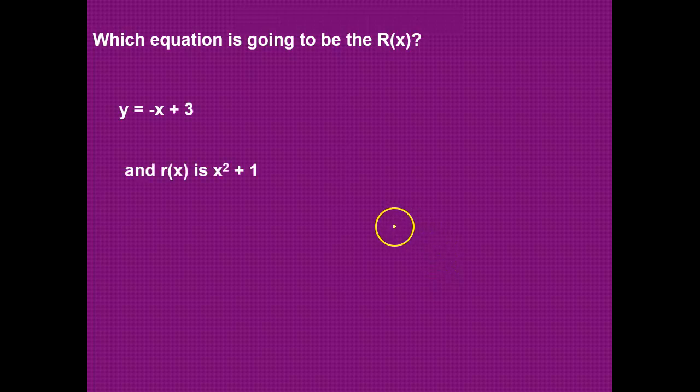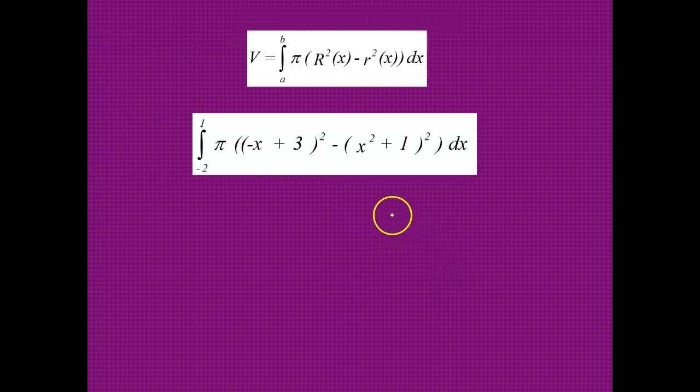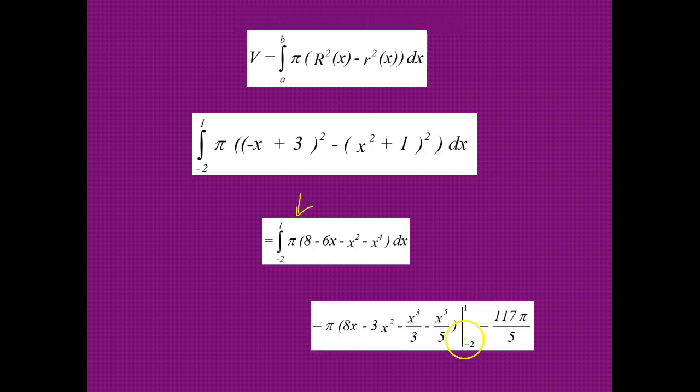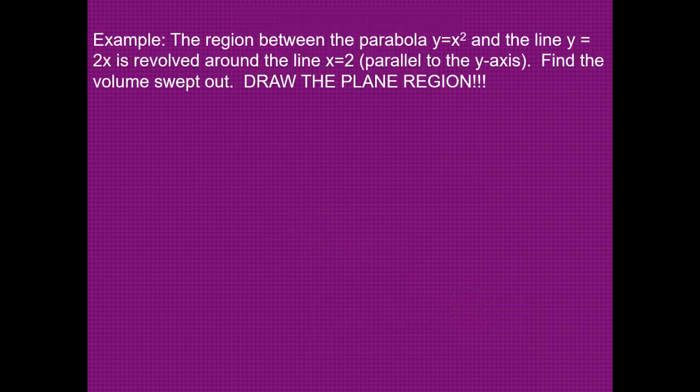Okay, and we went through all this already. Make sure your parentheses are right. And again, I don't know why I put the pi there. I usually keep that on the outside when I actually do the problems. And for this one, 117 pi over 5. Okay, here we go.